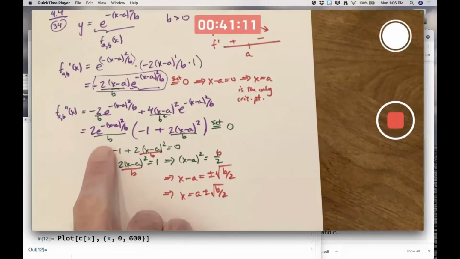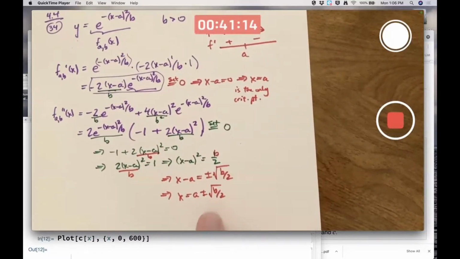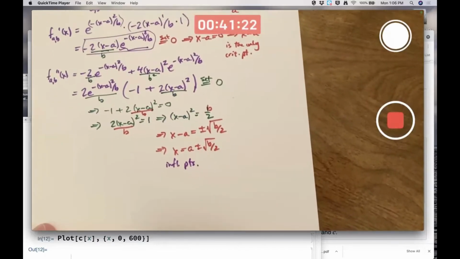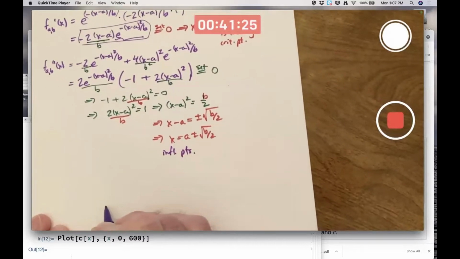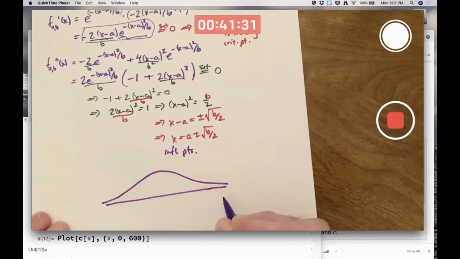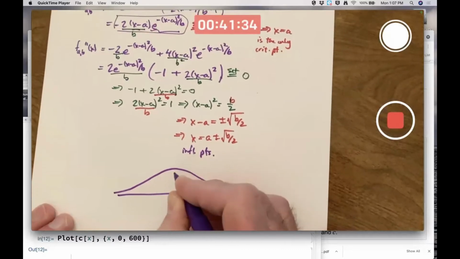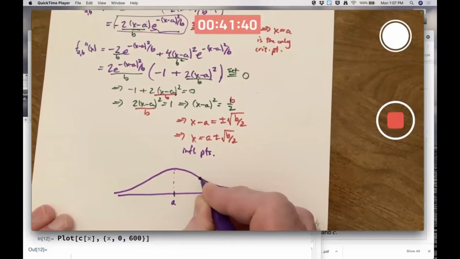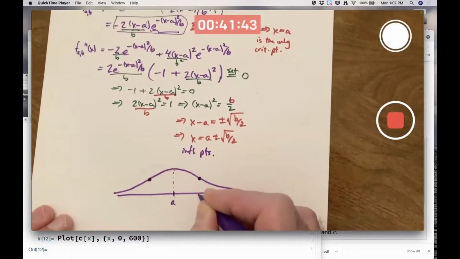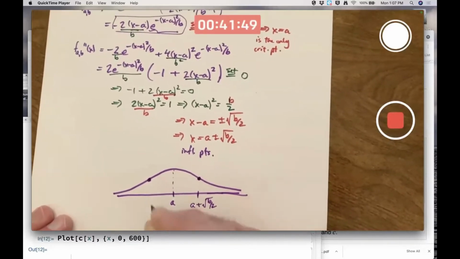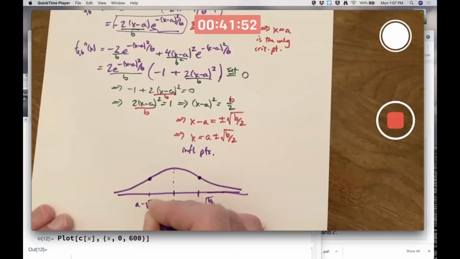I mean, you can think about the sign of the second derivative changing here as x increases through these. It's a bit complicated to think about. These are inflection points. And so what you can say to summarize everything is that for a general a and b, the graph is centered on a, and your inflection points are right about there and right about there. This one is a plus square root of b over 2, and this one is a minus square root of b over 2.